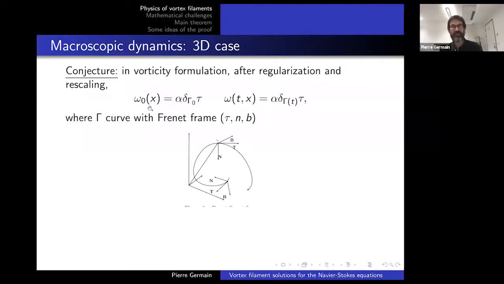So the conjecture is that if this is your data, if you regularize, so maybe you add viscosity, or maybe you thicken the tubes, and then you let the regularization parameter go to 0, you rescale time properly, then what you should observe is that omega at time t is given by the same thing, except that now the initial filament gamma naught has become gamma of t. And of course, the interesting thing is what's the equation satisfied by gamma of t.